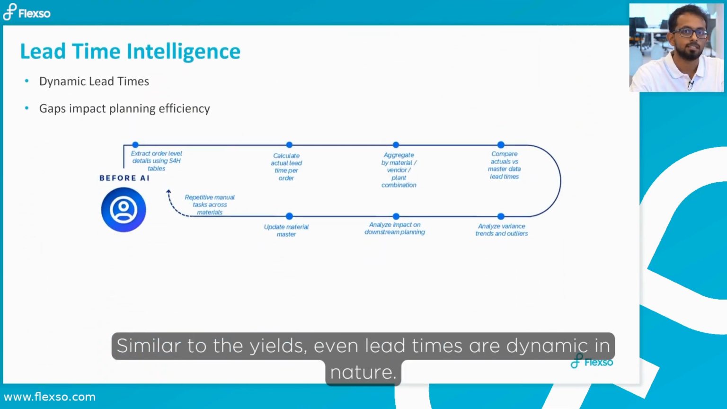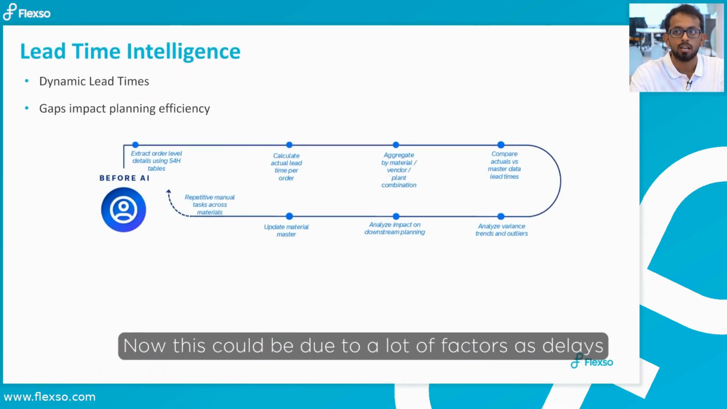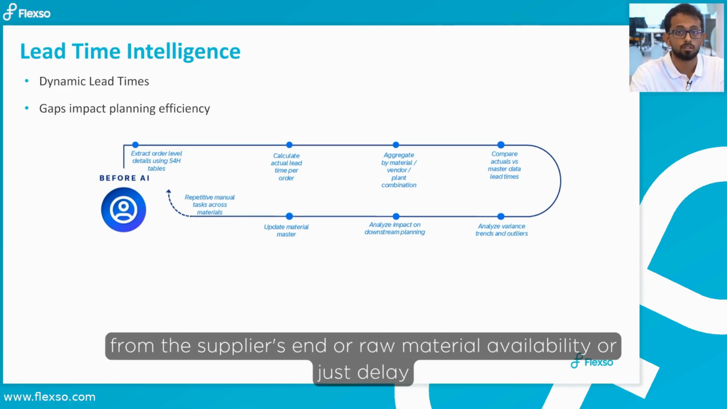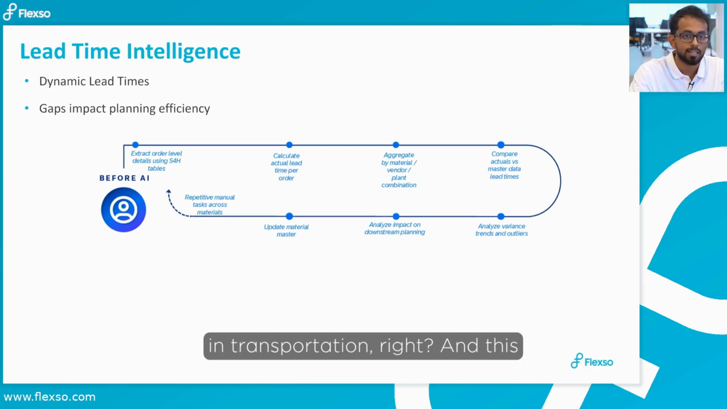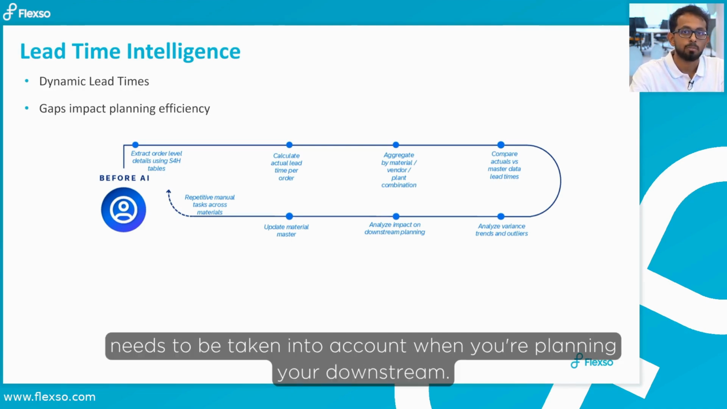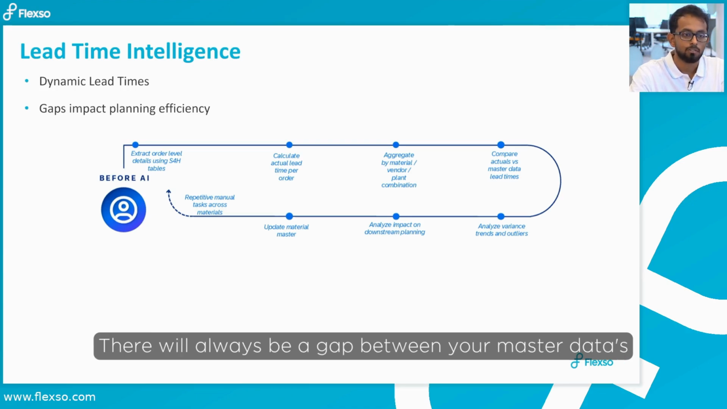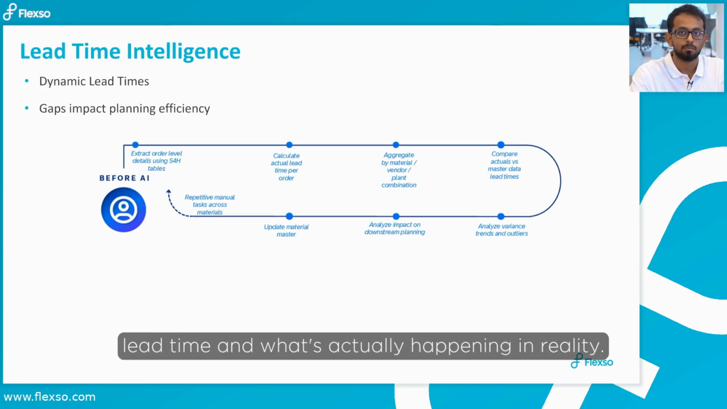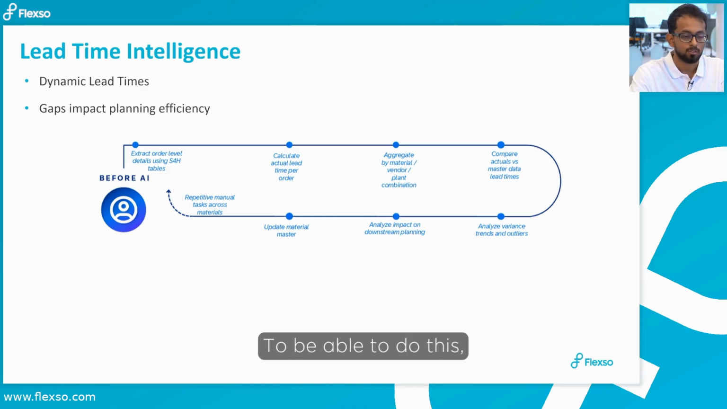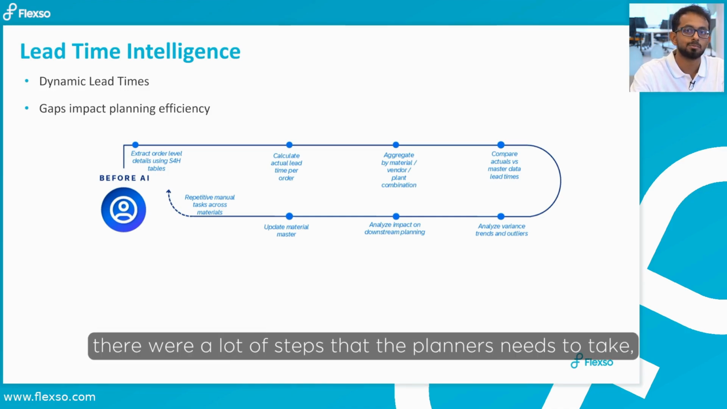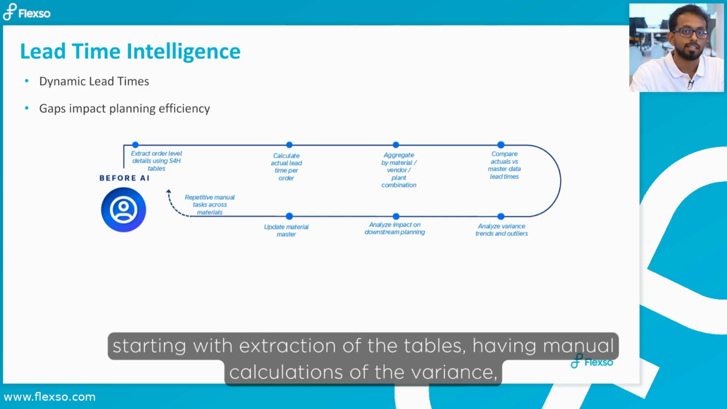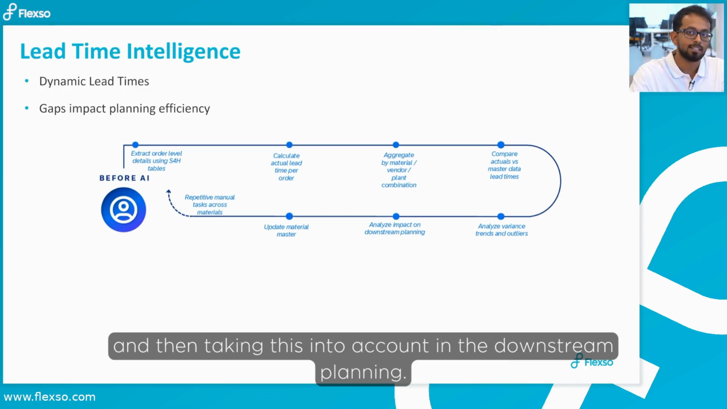Similar to the yields, even lead times are dynamic in nature. Now this could be due to a lot of factors, such as delays from the supplier's end, or raw material availability, or just delay in transportation, right? And this needs to be taken into account when you are planning your downstream. There will always be a gap between your master data's lead time and what's actually happening in reality. To be able to do this, there were a lot of steps that the planners needed to take, starting with extraction of the tables, having manual calculations of the variance, and then taking this into account in the downstream planning.